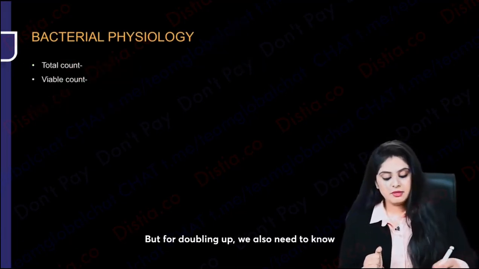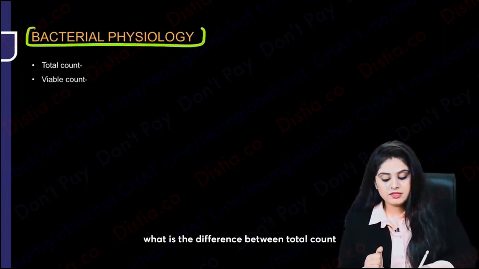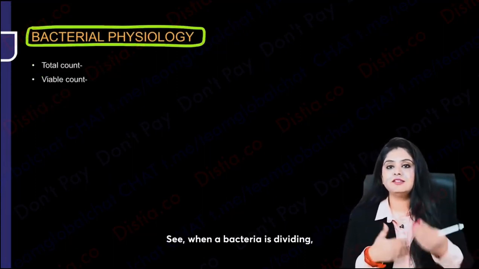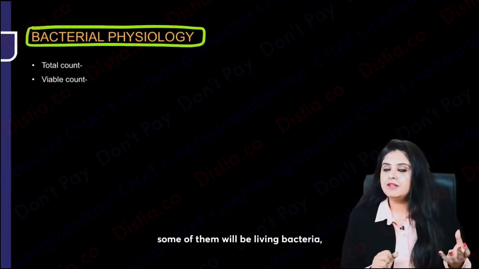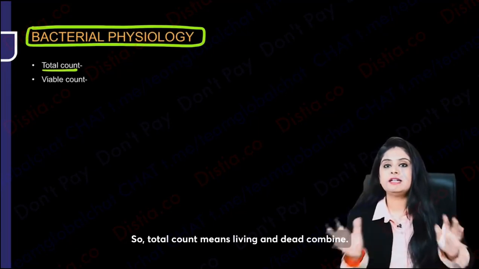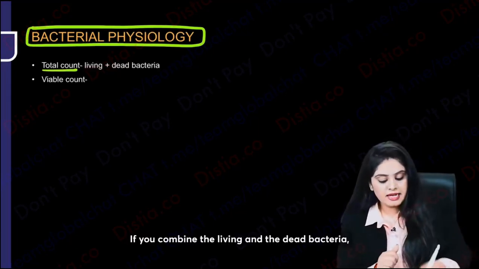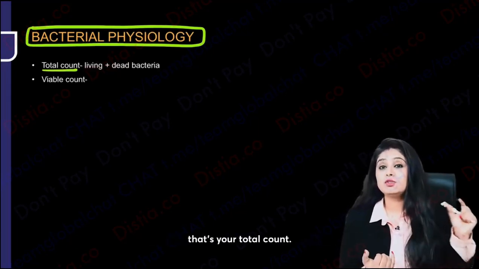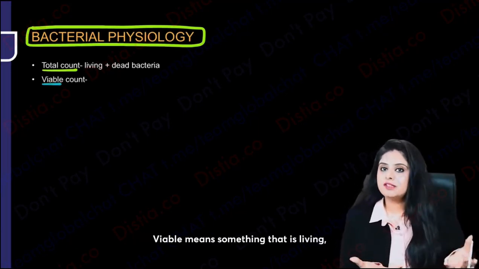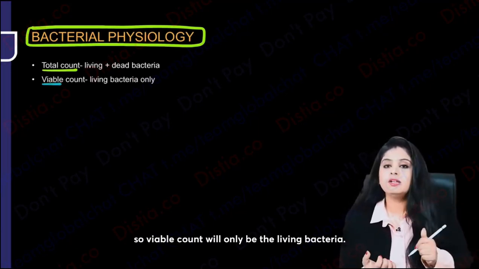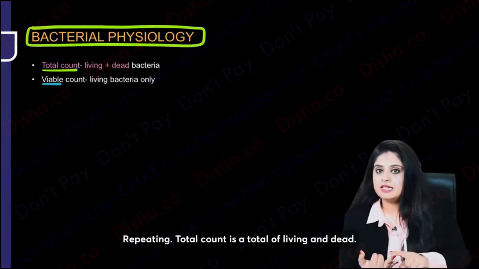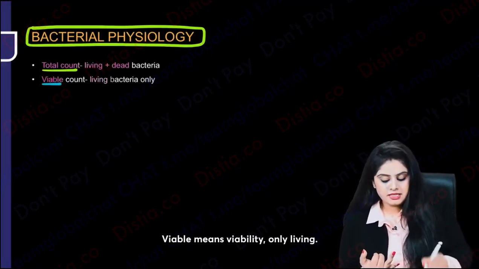But for doubling up, we also need to know the difference between total count and viable count. See, when a bacteria is dividing, some of them will be living bacteria, some of them will be dead bacteria. So total count means living and dead combined. But what do you think will be your viable count? Viable means something that is living. So viable count will only be the living bacteria. Repeating, total count is a total of living and dead. Viable means viability, only living.